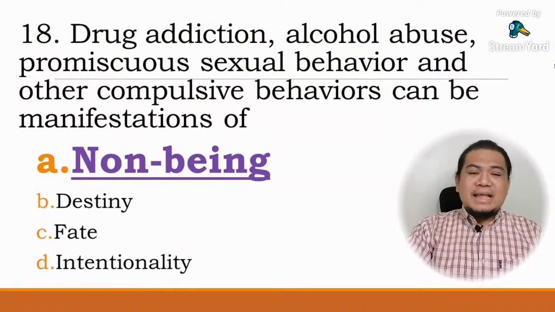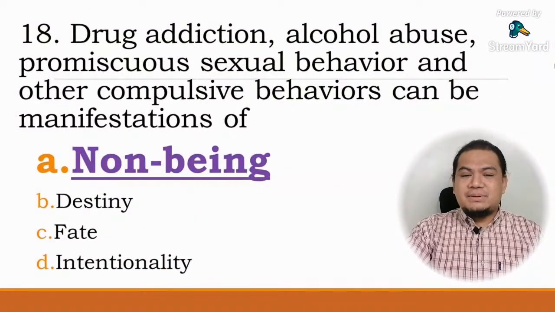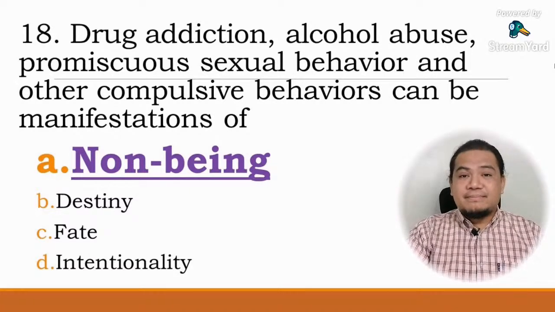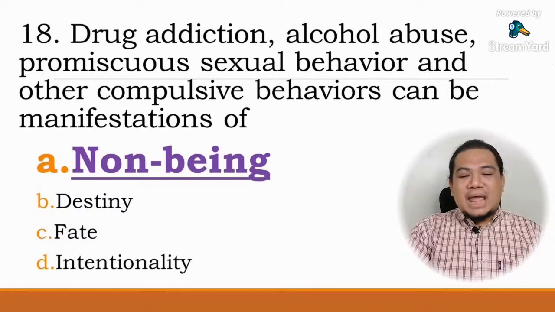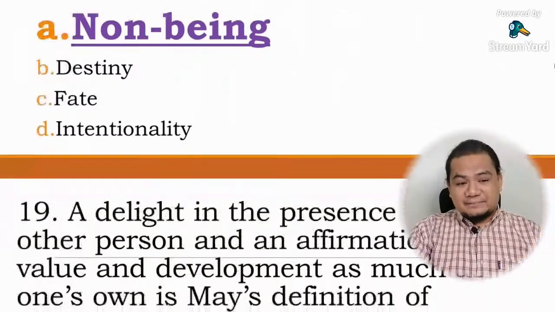Number 18. Drug addiction, alcohol abuse, promiscuous sexual behavior, and other compulsive behaviors can be manifestations of. The answer is letter A, non-being. That is not the only avenue for non-being, but it is the most obvious one. Life becomes more vital, more meaningful when we confront the possibility of our death.